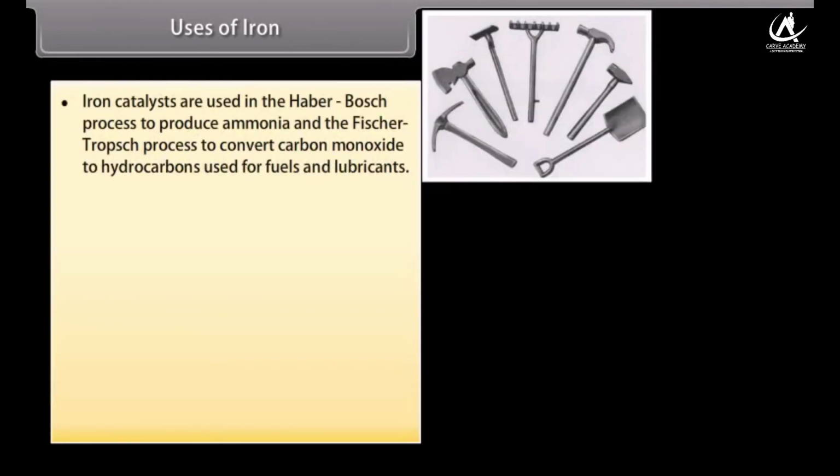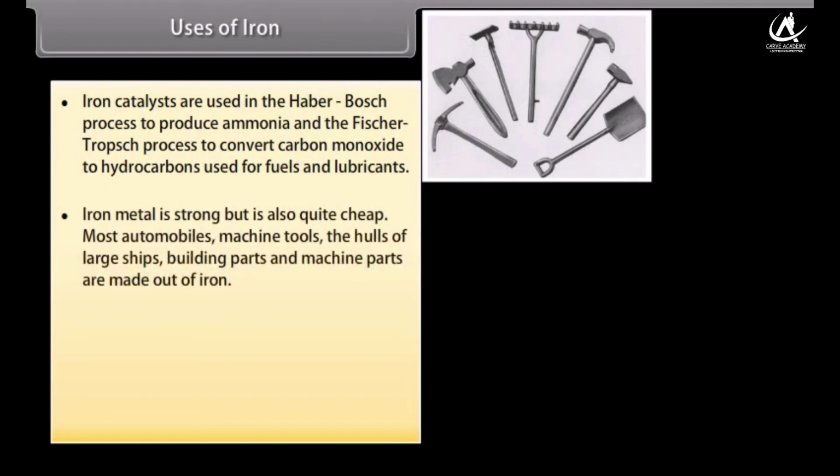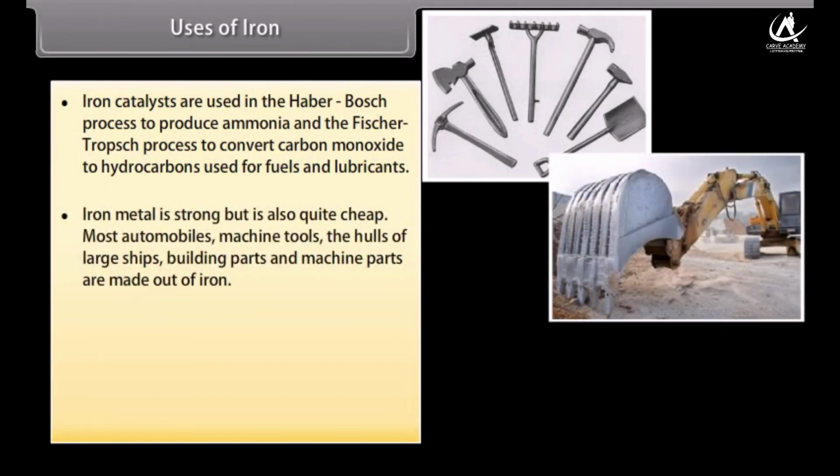Uses of iron. Iron catalysts are used in the Haber-Bosch process to produce ammonia and the Fischer-Tropsch process to convert carbon monoxide to hydrocarbons used for fuels and lubricants. Iron metal is strong but is also quite cheap. Most automobiles, machine tools, the hulls of large ships, building parts, and machine parts are made out of iron.